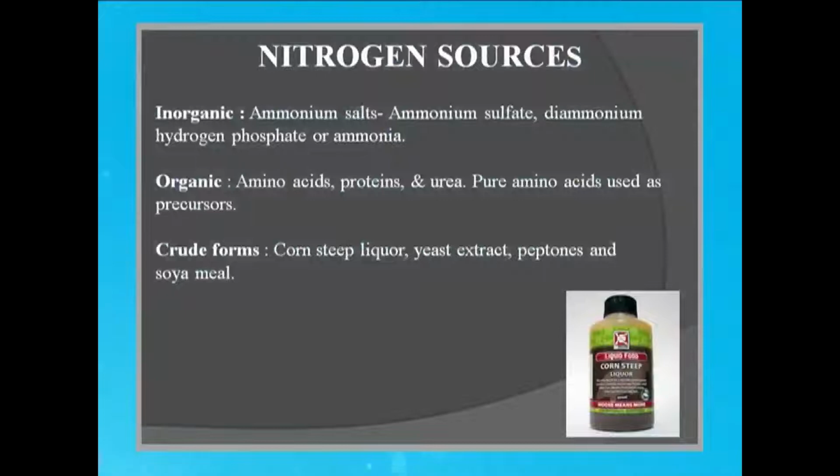The inorganic salts that we generally use are ammonium sulfate, diammonium hydrogen phosphate, or even ammonia. And the organic forms are several amino acids, proteins, and urea. Now, if some of these amino acids serve as precursor molecules, they must be supplied in the pure form, however expensive they are. Crude forms include corn steep liquor, yeast extract, peptones, and soymeal. And this is where we are going to discuss in a little bit more detail.